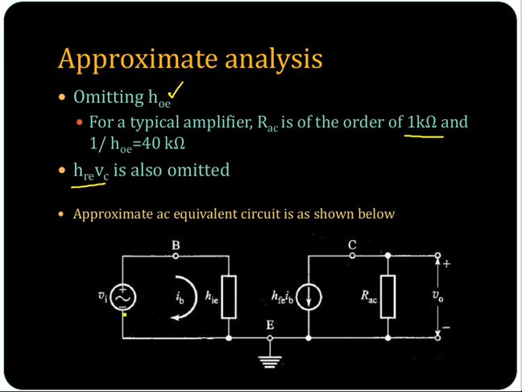So what all things do you have here? The input signal IB and HIE representing the input resistance. This you are already familiar with. On the input side, and on the output side you have this current source in parallel with RAC. Okay, this is the output voltage. Let us see what the different parameters are.